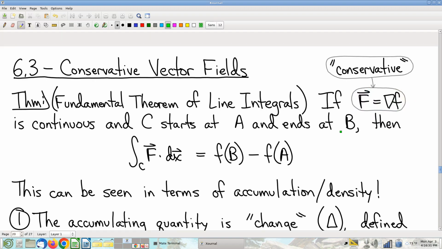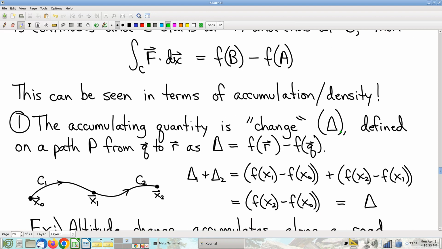Okay, so where does this theorem come from? How do we see it? I claim that it is an accumulation theorem. Let me persuade you that this is an accumulation theorem. For one thing, change, aka this expression, is again an accumulating quantity.